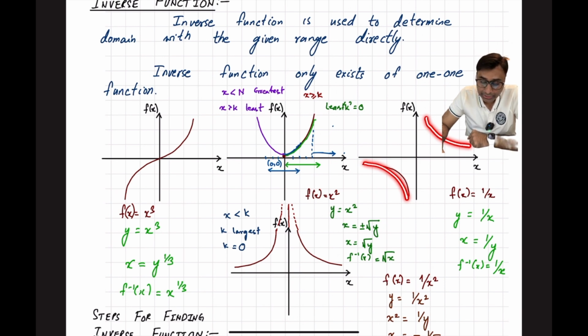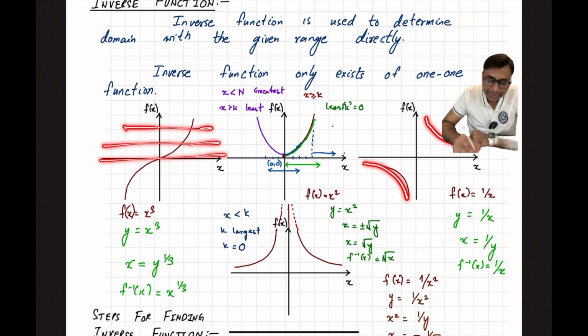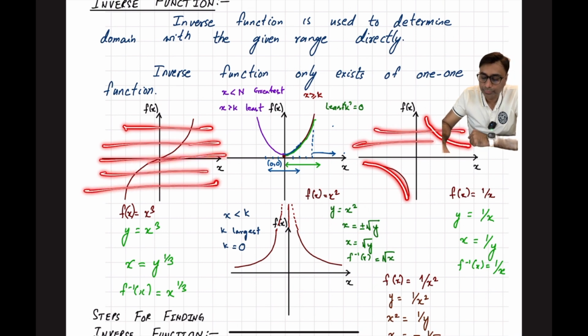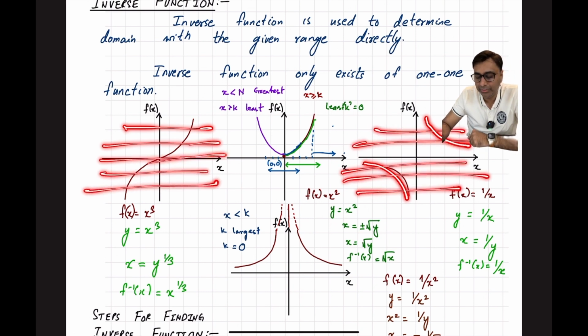And how can you check that? You can make some horizontal lines and see if one cuts at two different points. It is not cutting anywhere at two different points. So this is an example of a one-to-one function, and such functions will have an inverse.